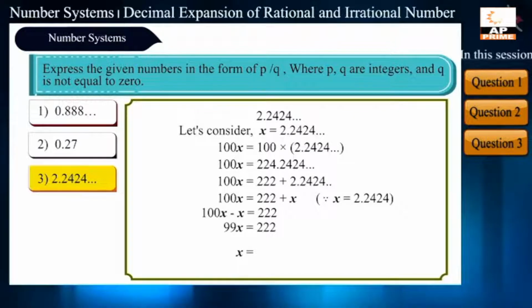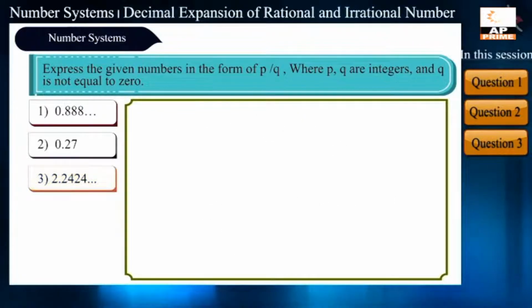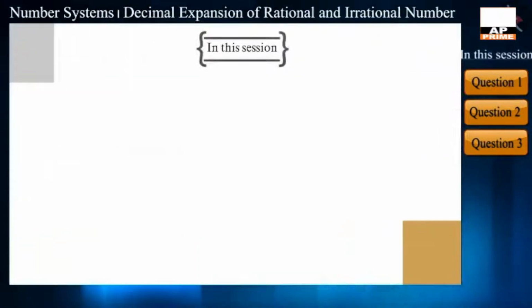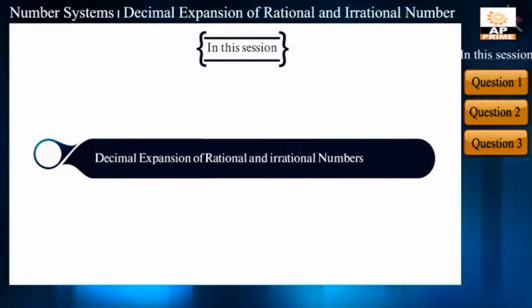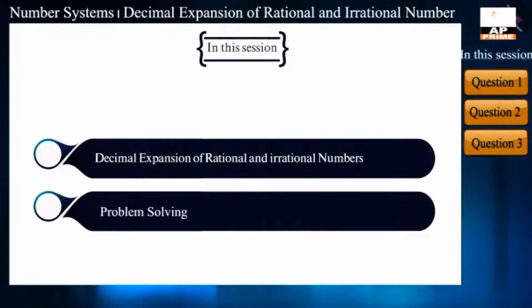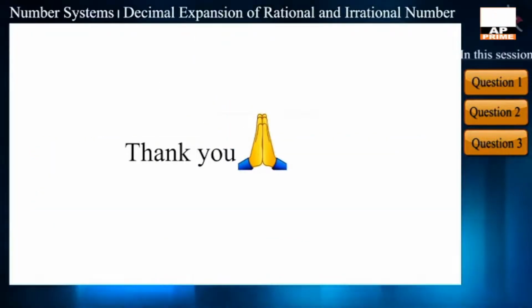We get x is equal to 222 by 99. Friends, that's all in today's video. In this session, we solved some questions related to the decimal expansion of rational and irrational numbers. See you in the next video with some facts related to this. Thank you.